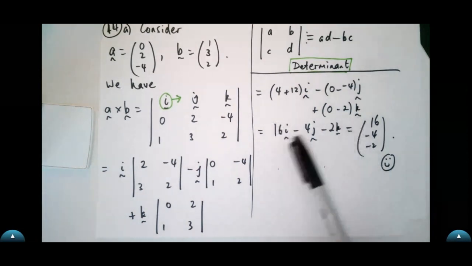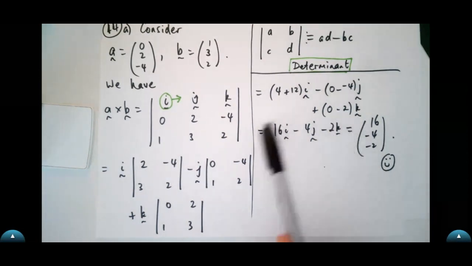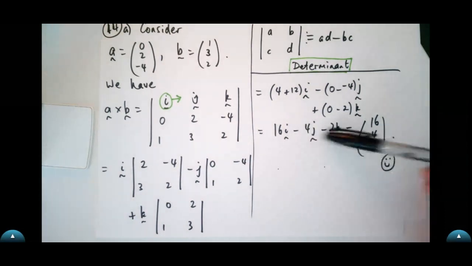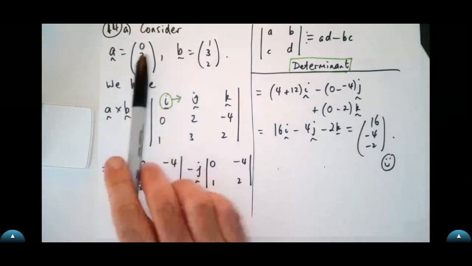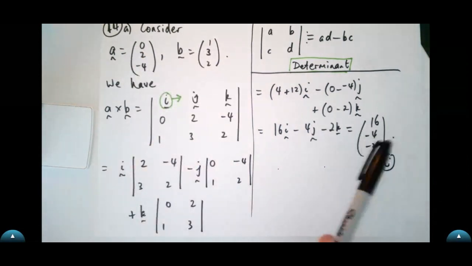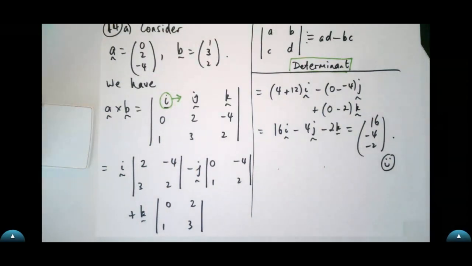All right, so you can write out the answer as a column or IJKs, whatever. The important thing is you start with two vectors and you finish with another vector. Whereas with the dot product, you start with two vectors and you end up with a number. You don't get a vector as your answer.